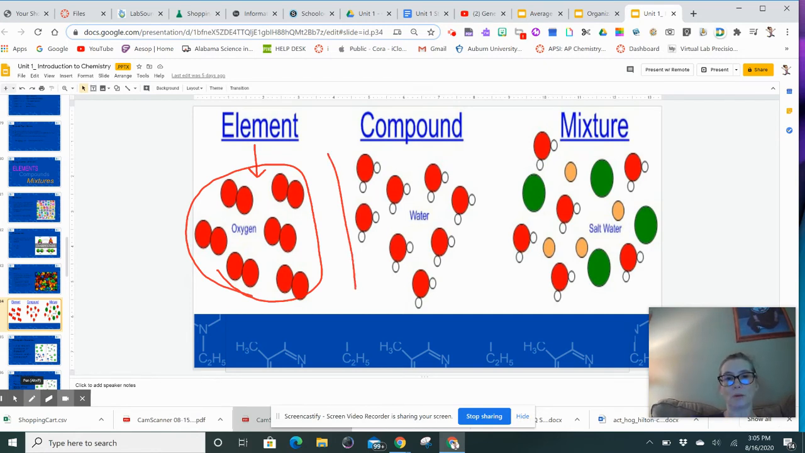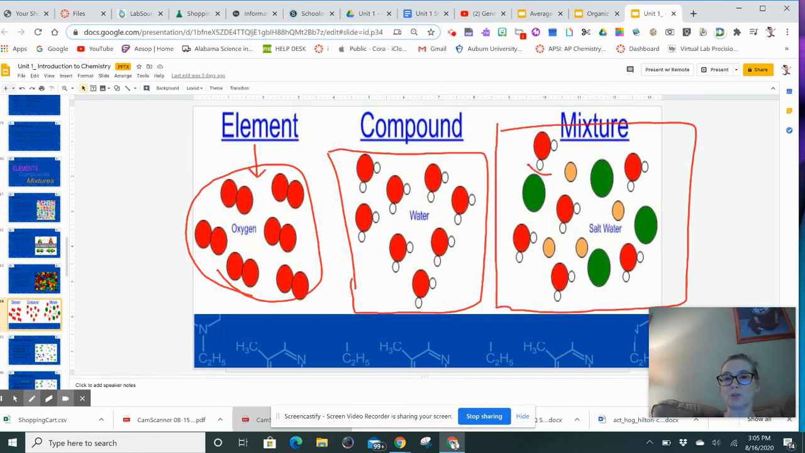A compound, here's a compound of water. So we have tiny circles representing the H's, and the big red circle represents the oxygen. And then a mixture is where we have two compounds mixed together. So some part of this mixture is water, while other parts are sodium, and other parts still are chlorine. Okay, so this is salt water. So the yellow ones are chlorine, the green ones are sodium, and the red and white ones are water molecules. And you can see it's spread evenly throughout, but it is still a mixture because these are not bonded to the sodium or the chlorine.